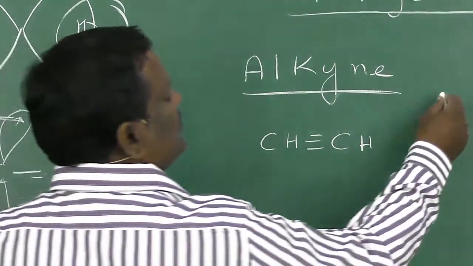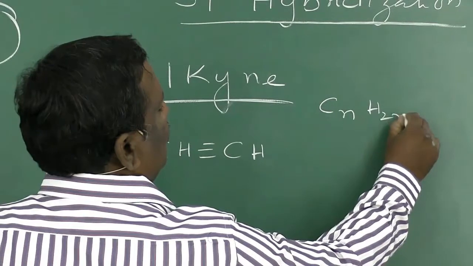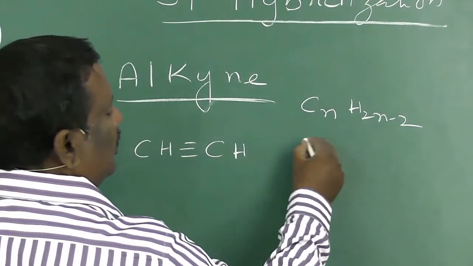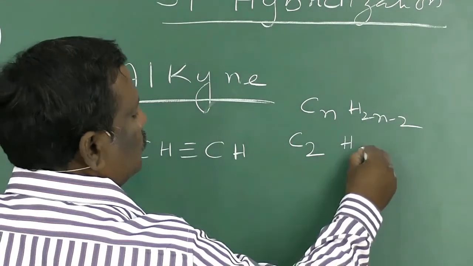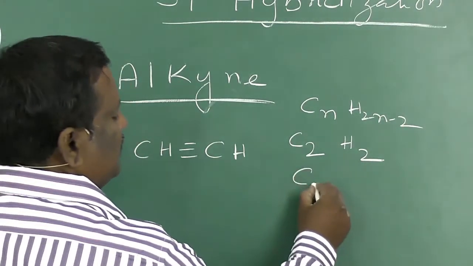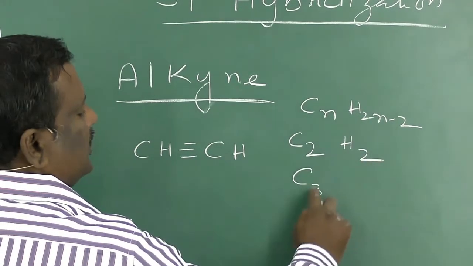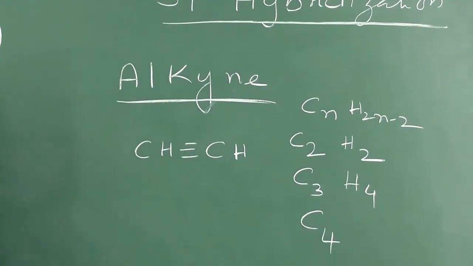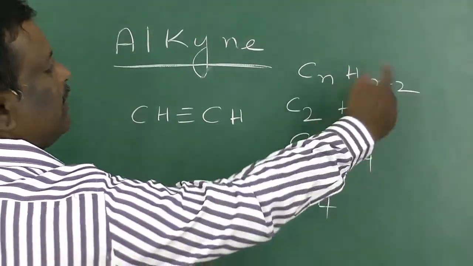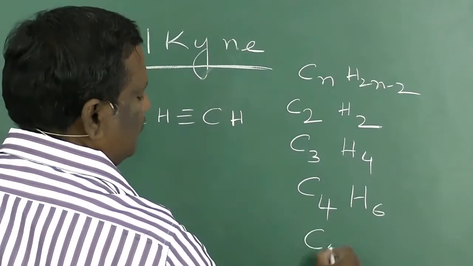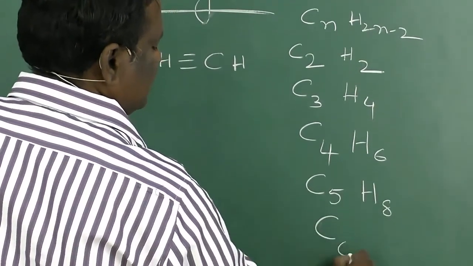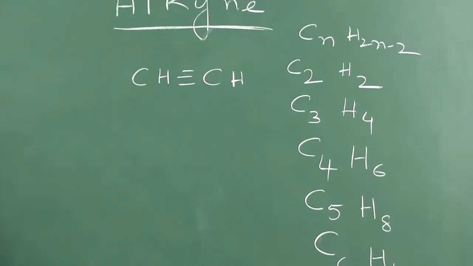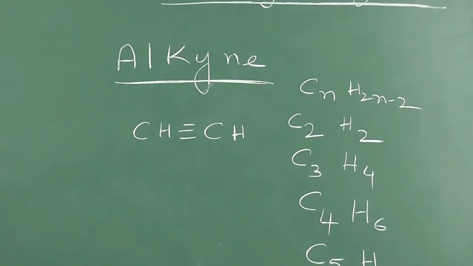The general formula of these compounds is CnH2n minus 2. That means if the number of carbon atoms is 2, hydrogen atoms are 2 twos are 4, minus 2, 2. If the number of carbon atoms is 3, hydrogen atoms are 2 threes are 6, minus 2, 4. If the number of carbon atoms is 4, the number of hydrogens is 2 into 4, 8, minus 2, 6. C5H8, C6H10. This is another homologous series with the same general formula. They are said to be alkynes.